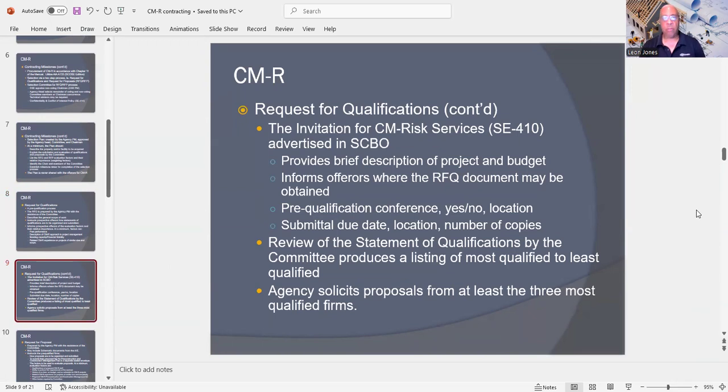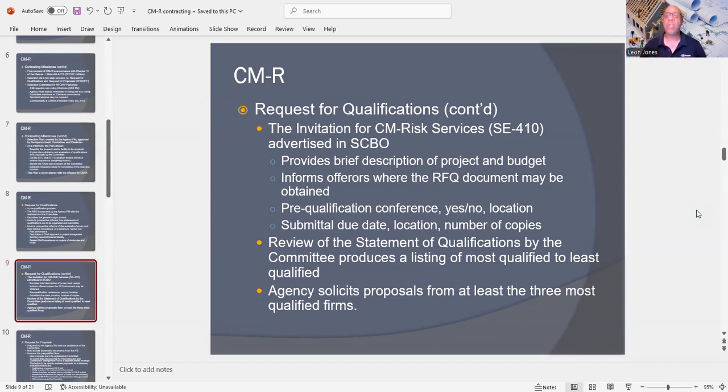And under the SCBO, it's going to provide a brief description of the project and budget. And it's going to inform offerers where the RFQ document may be obtained. Within that, you're going to have a pre-qualification conference, yes, no, or location. And then there's going to be a submittal due date, location, and number of copies. And then once all that is taken care of, you're going to have a review of the SOQ.